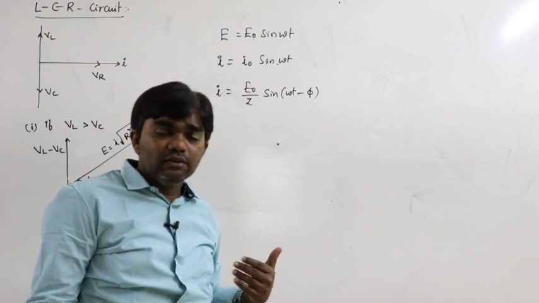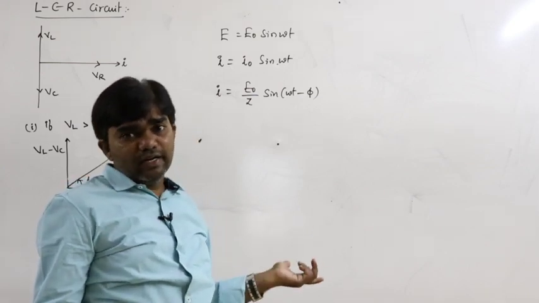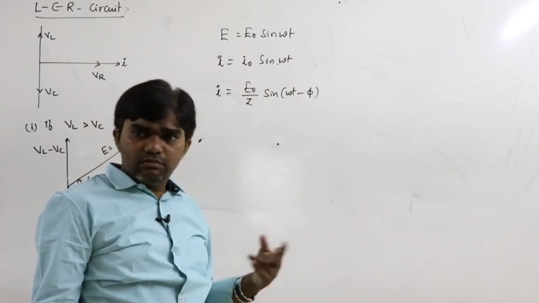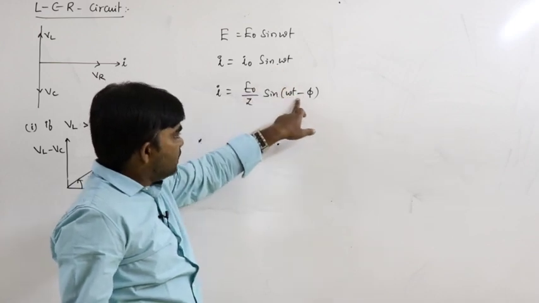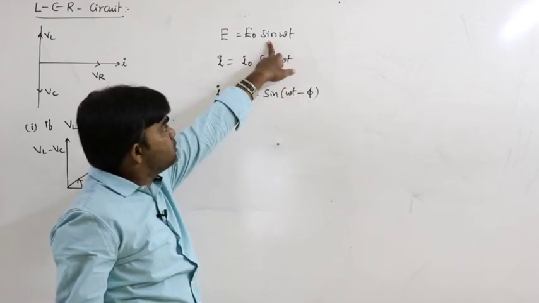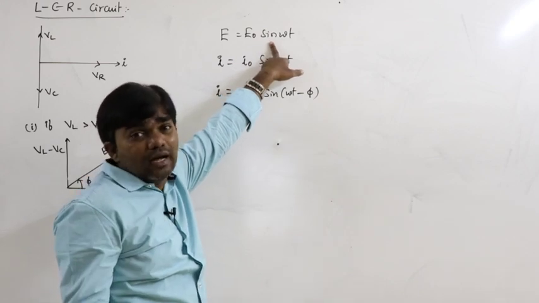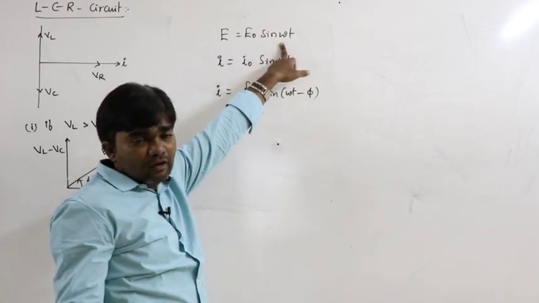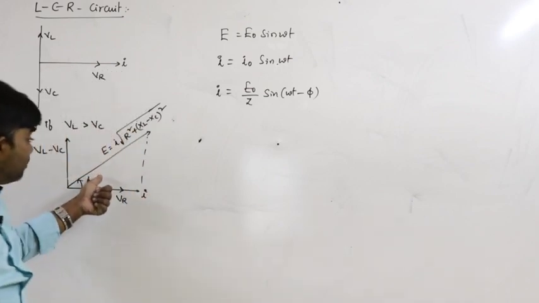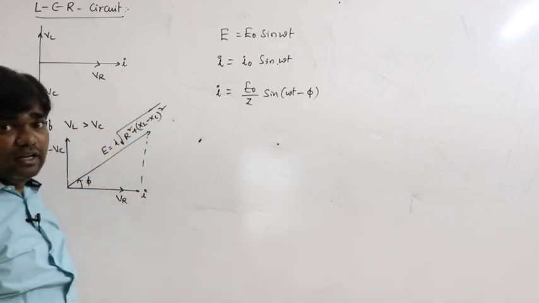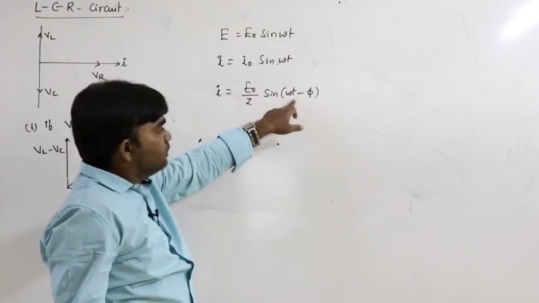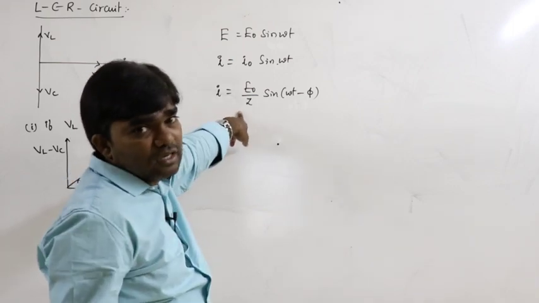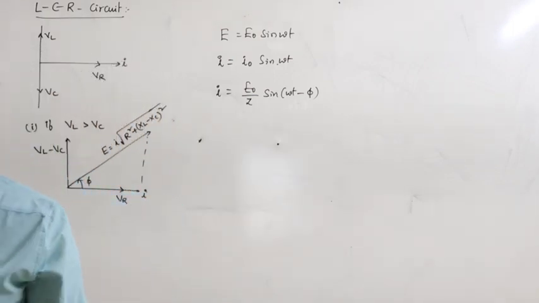Current only is lagging; otherwise we can say that EMF leads. Both are correct. We can say that EMF leads or current lags. That's why it is sin of omega t minus phi, because it is not possible to change the applied potential, the applied alternating EMF. So E is equal to E naught sin omega t. Finally we conclude that EMF leads by an angle phi, so I am writing that current lags by an angle phi. Both are correct. What is Z? Impedance of the circuit. That is the first situation.